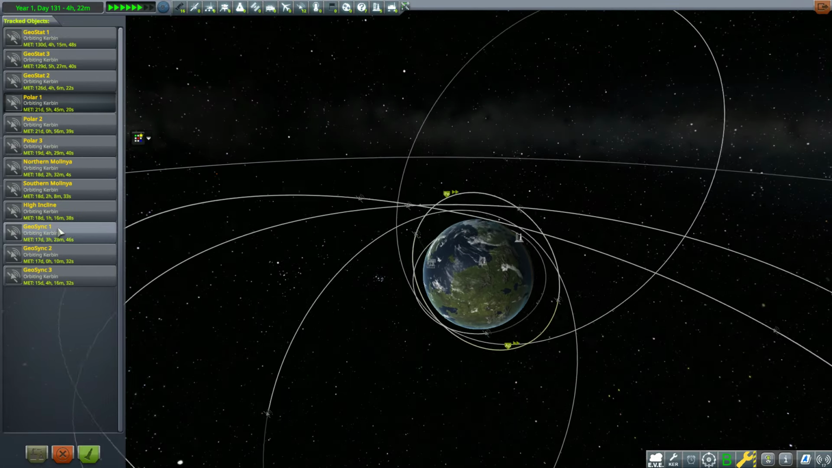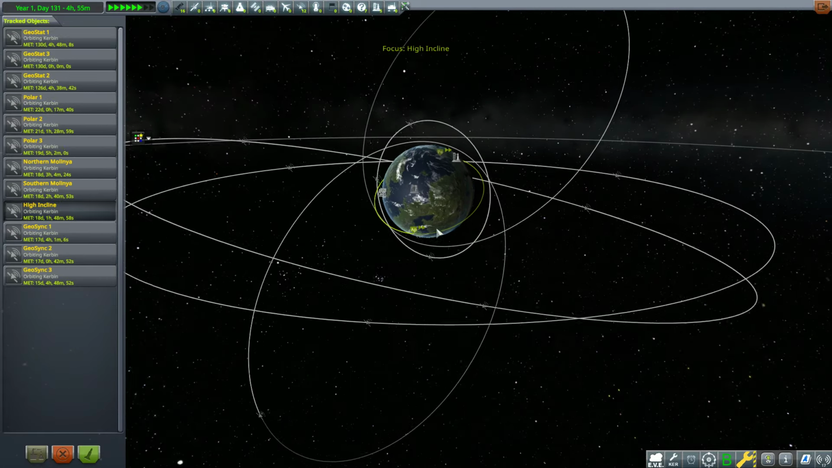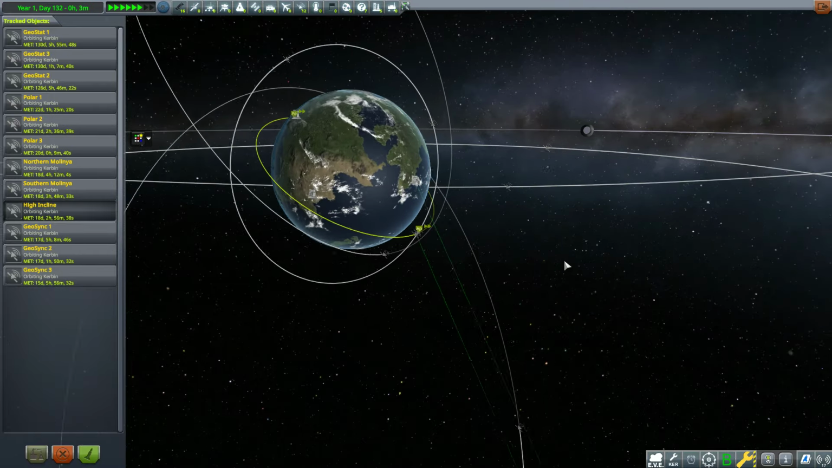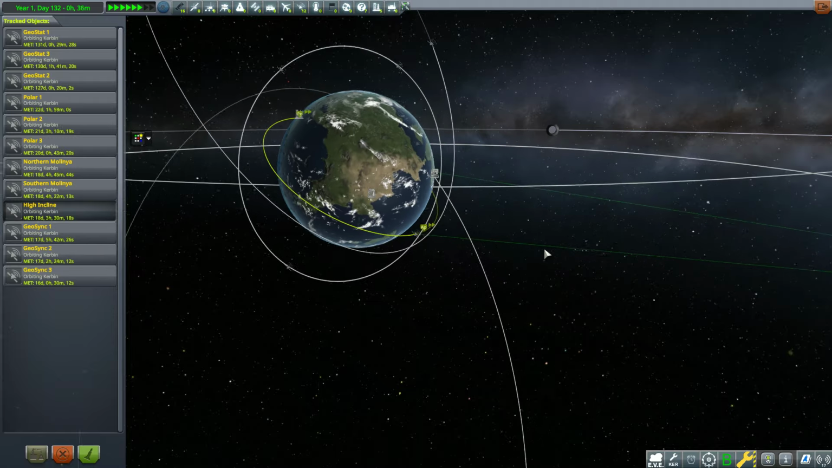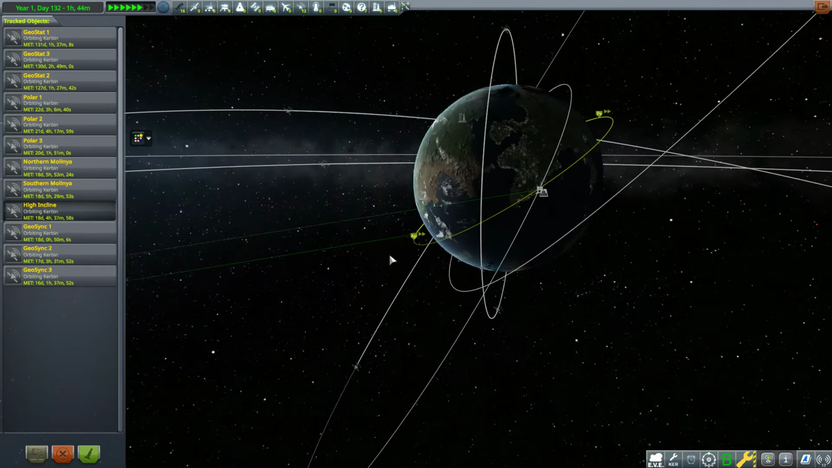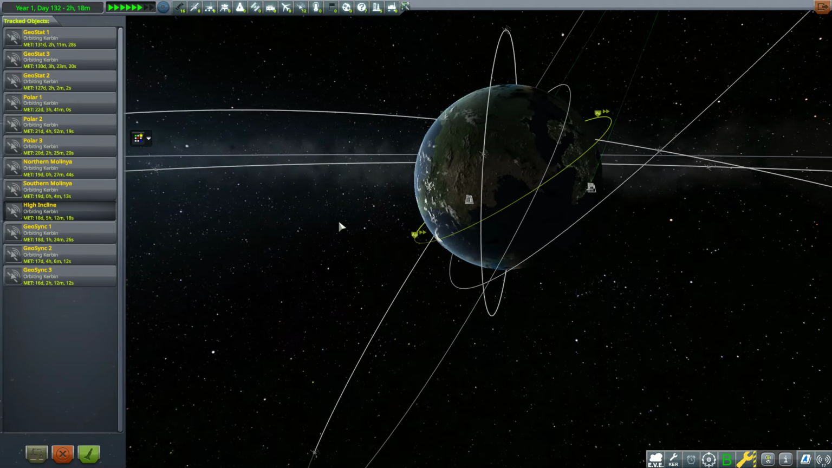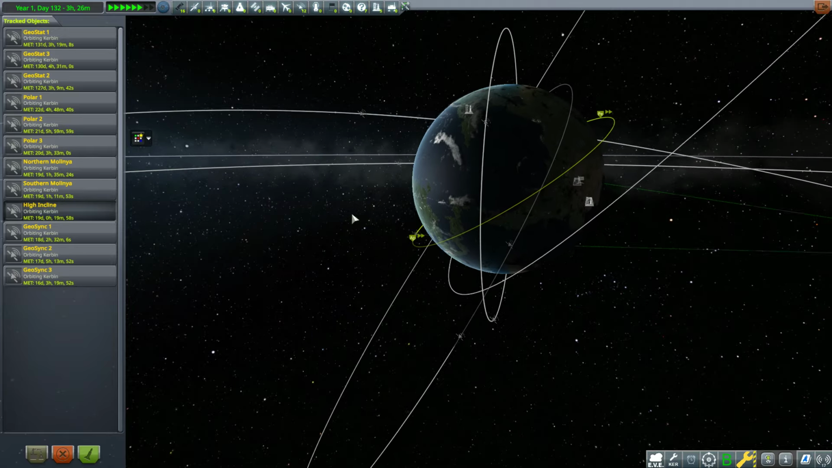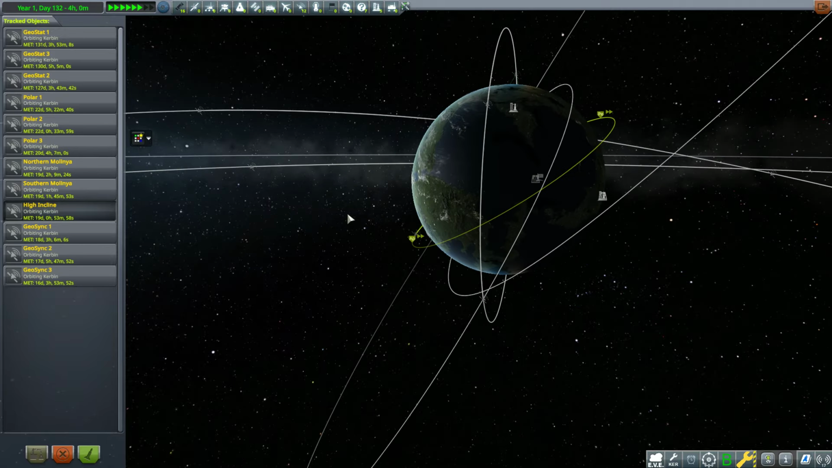And then your standard high incline orbit. This one's circular. It doesn't have to be; again, it could be eccentric to any degree that you wish. A lot of satellites end up in these kinds of orbits just because it's cheap. You can launch from anywhere at any angle. Don't really need to worry about tracking.